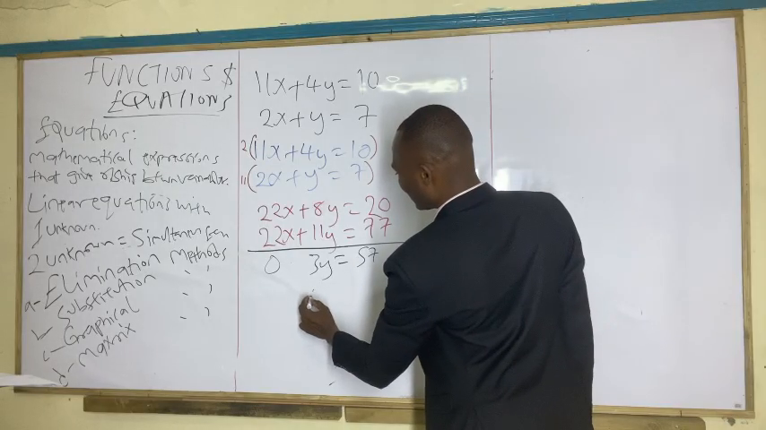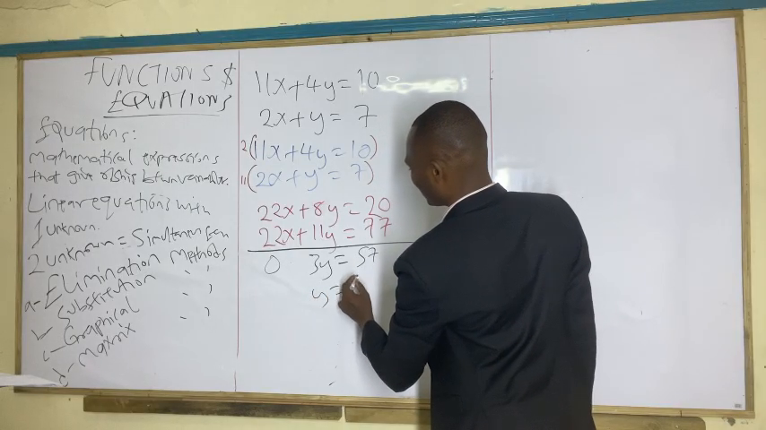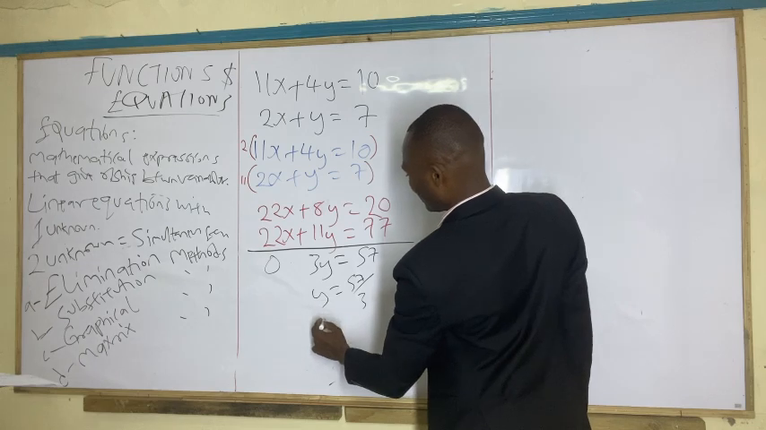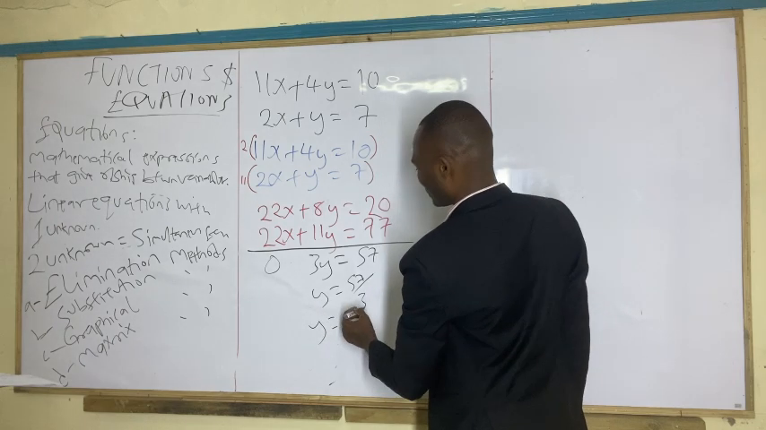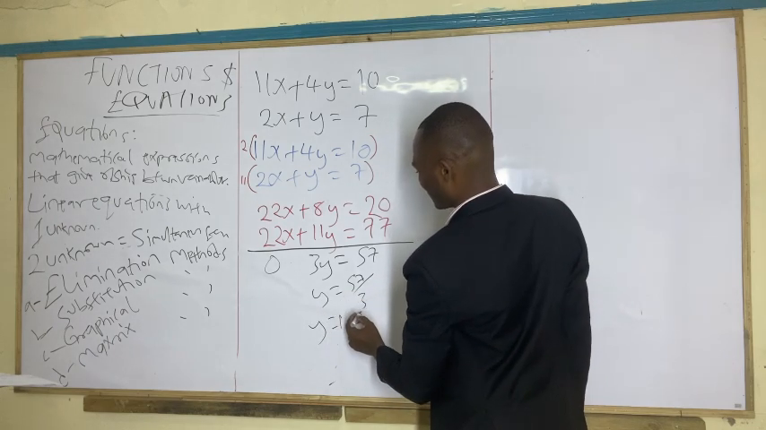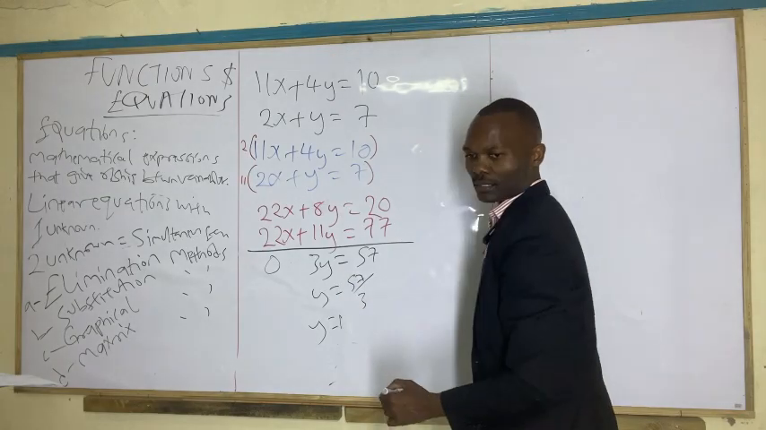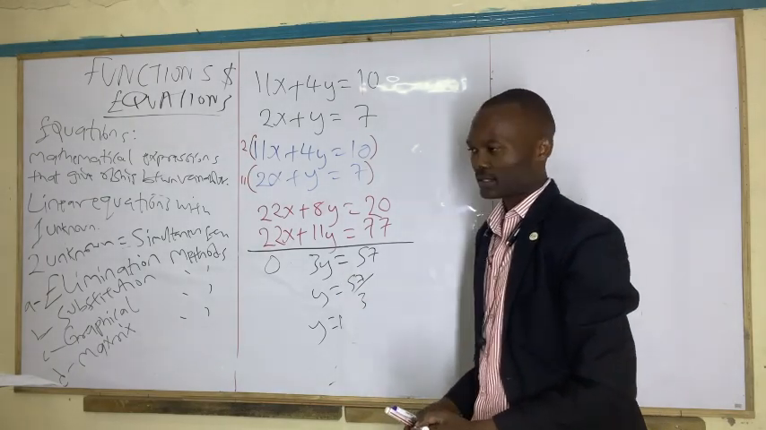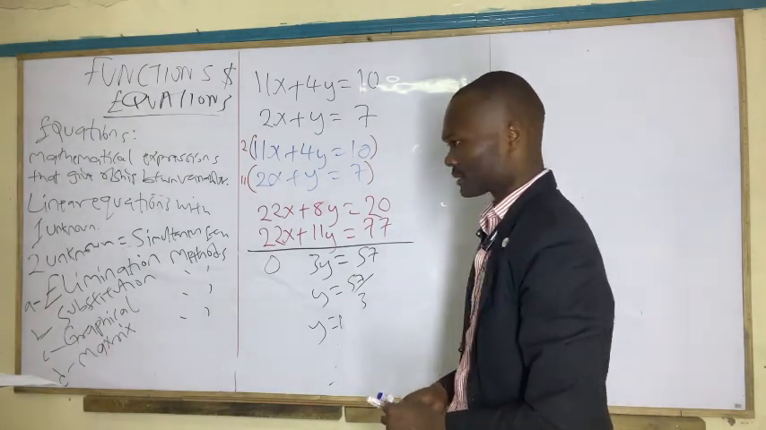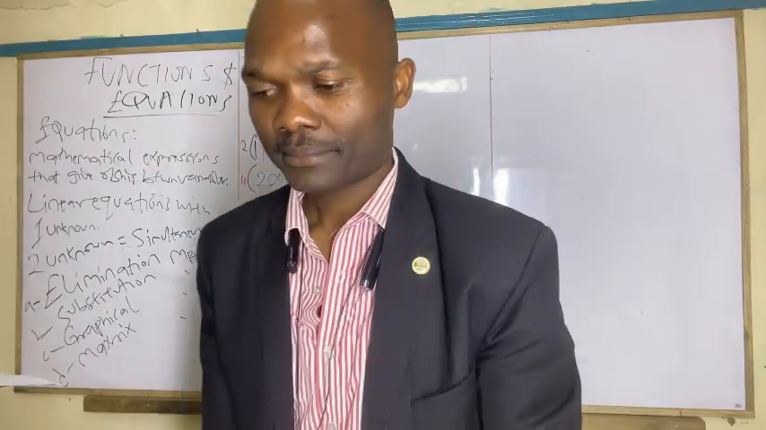So y is equals to 57 over 3. Then y is equals to what? 3 goes here once. Let me go bring my calculator.